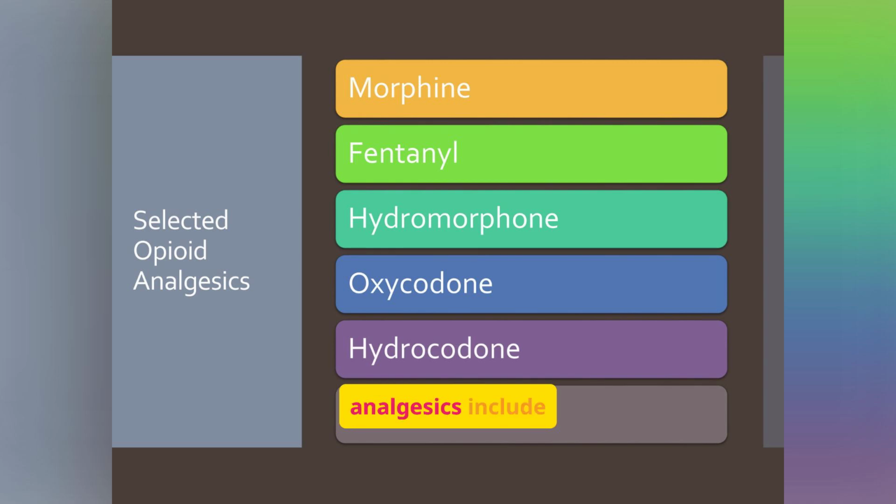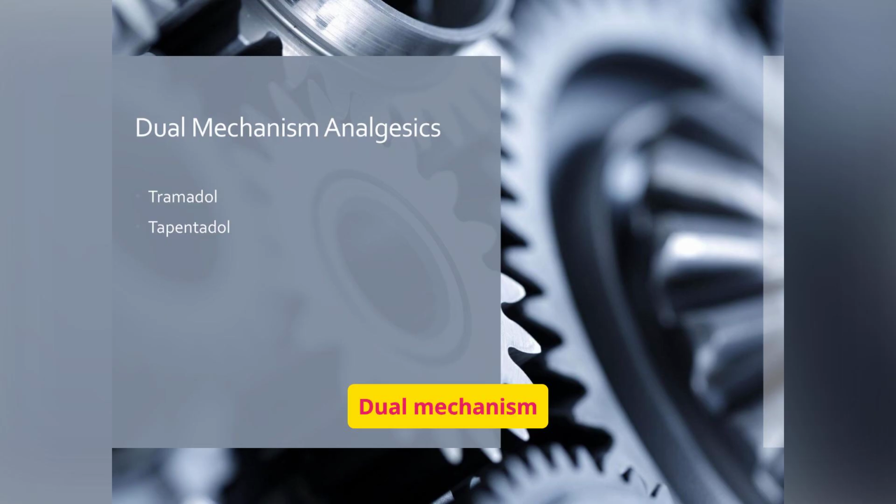Selected opioid analgesics include morphine, fentanyl, hydromorphone, oxycodone, hydrocodone, and methadone. Each has unique properties and considerations for use. For example, methadone has a long half-life and requires close monitoring, while fentanyl is potent and often used in patches for consistent relief. Dual mechanism analgesics like tramadol and tapentadol work through multiple pathways to relieve pain. This can be beneficial for certain types of pain and patients.